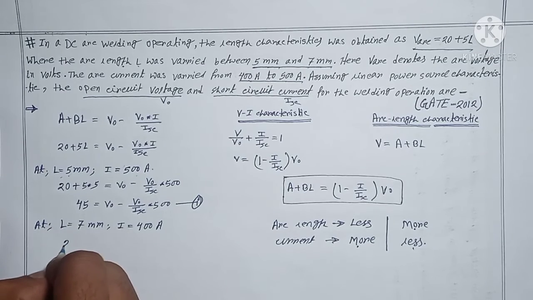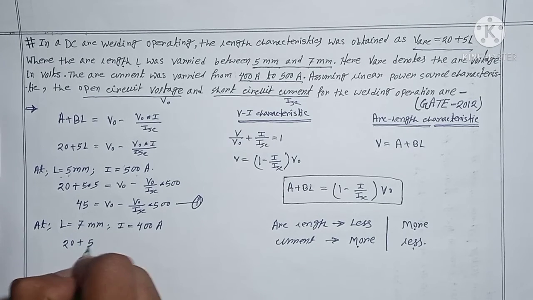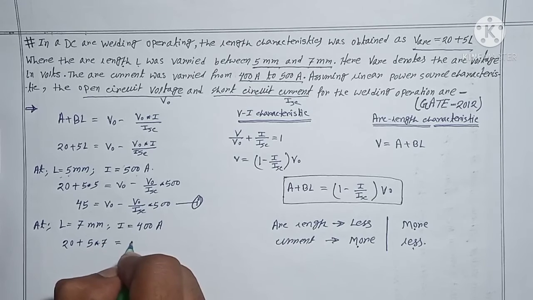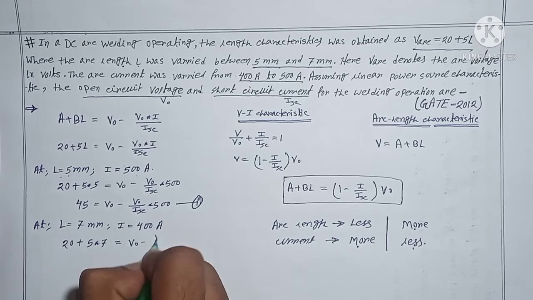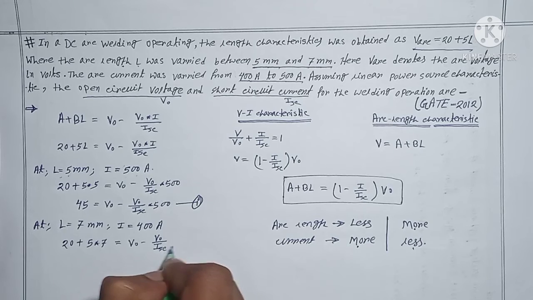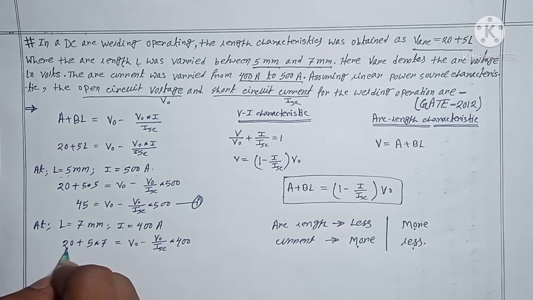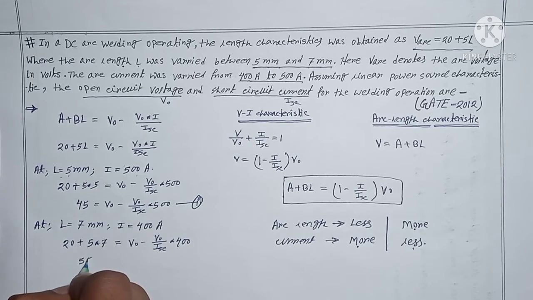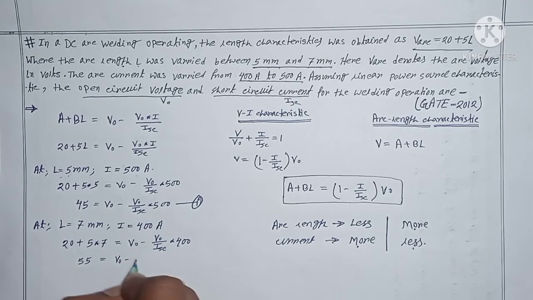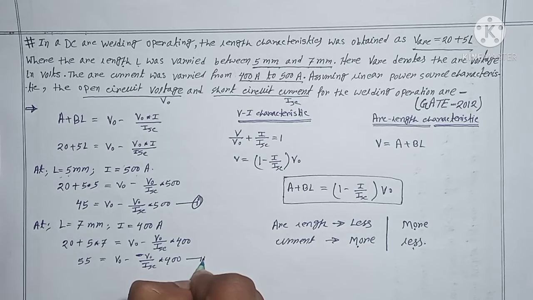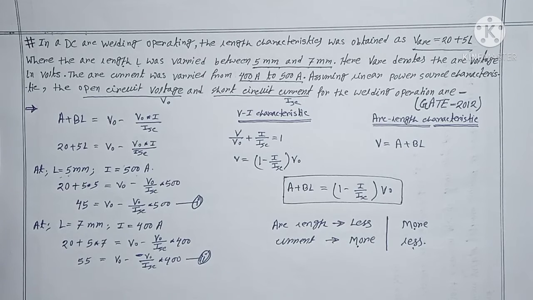Let's put it here. So 20 plus 5 into 7 is equal to V naught minus V naught by ISC into 400 ampere. So 20 plus 35, it will be 55 is equal to V naught minus V naught by ISC into 400. Let's assume this is our equation 2. Now we have to solve these two equations. Two equations, two unknowns, V naught and ISC, so easily we can find them.